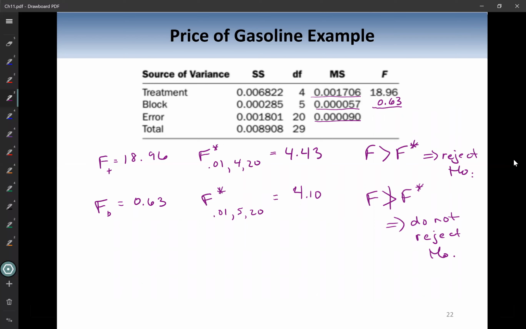So we would conclude that that holds, but we would reject the null hypothesis for the treatments, that the 5 cities are statistically significantly different from each other. The means are different. So that is how you do the price of gasoline example.